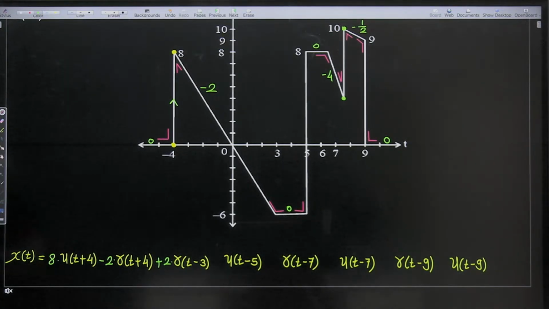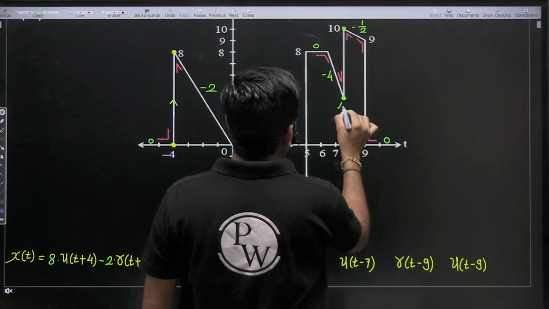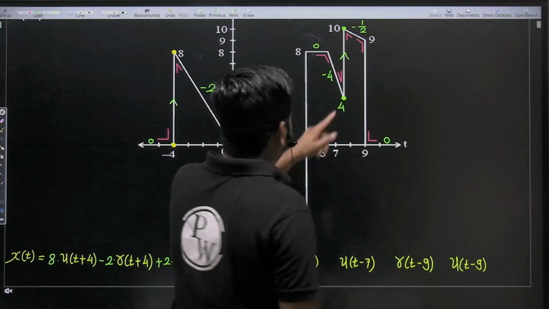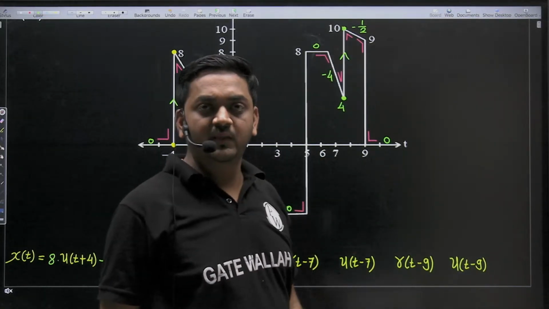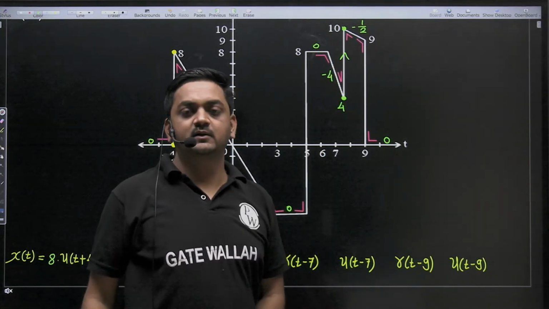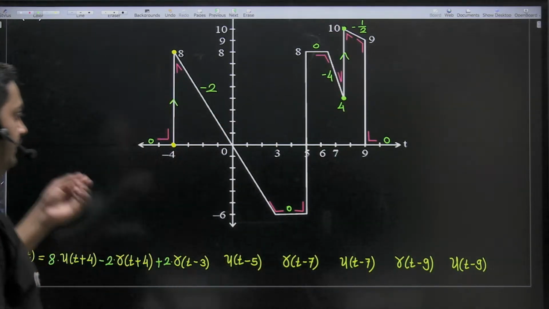Is this clear to each and everyone? At t equal to 7 there is a sudden change. Why sudden change? Because of a sudden change in amplitude from 4 to 10. Here you can see a sudden change in amplitude from 4 to 10, correct? Got it? Okay.